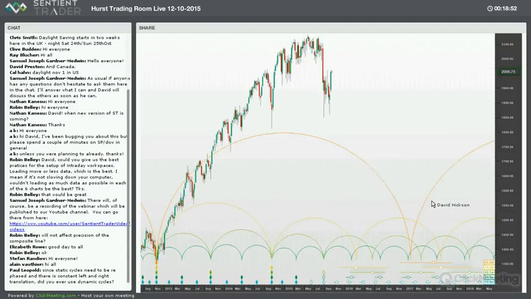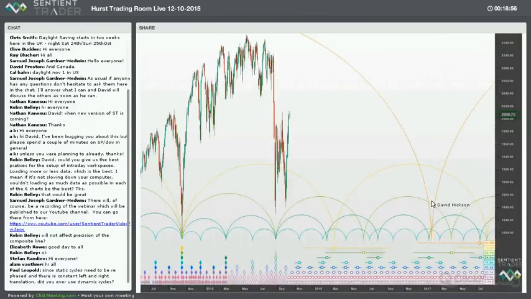I see a comment from Paul, or perhaps a question: since static cycles need to be rephased and there is constant left and right translation, do you ever use dynamic cycles? Paul, I know that some cycle theories differentiate between what they call static cycles and dynamic cycles. According to Hurst cycle theories, all the cycles that we look at are effectively dynamic, because they all experience variation in terms of wavelength and amplitude.